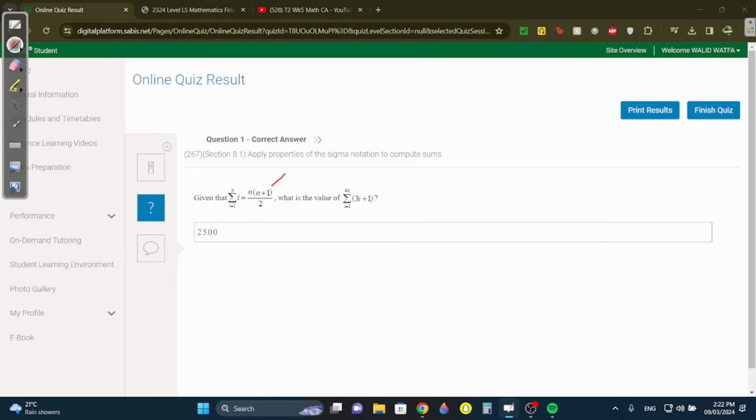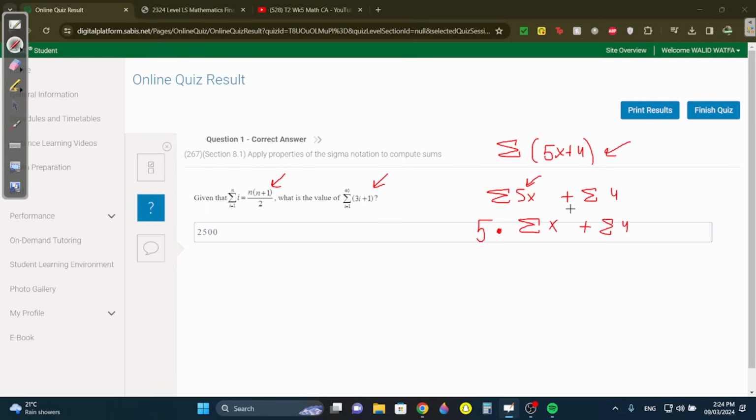Given sigma i is n plus 1 over 2, what is sigma 3i plus 1? Whenever you have sigma of, let's say, 5x plus 4, you can express this as more than one sigma. You can express this as sigma 5x plus sigma 4. And you can further express sigma 5x as 5 times sigma x. So we went from sigma 5x plus 4 to 5 sigma x plus sigma 4.